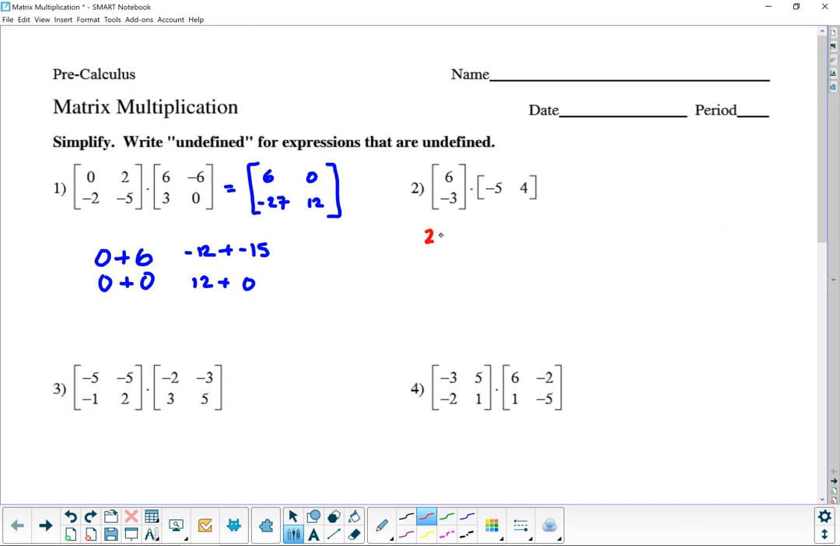So this is a 2 by 1 matrix, and this is a 1 by 2. That means that we will be able to do this, and the outside dimensions give us a 2 by 2 matrix. So our answer is going to end up looking just like the last one, like number 1. It's going to have 4 entries in there. The first entry is going to be the first row and first column.